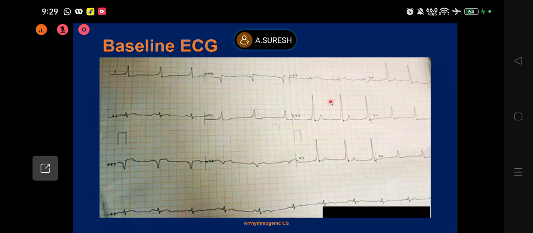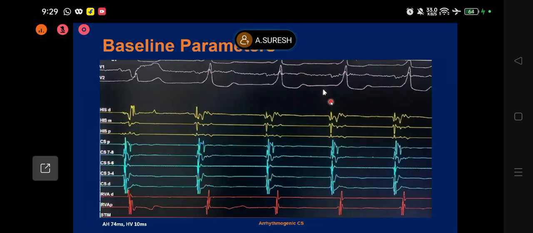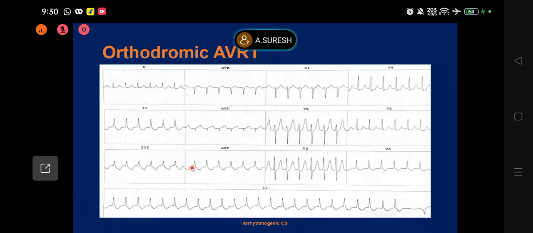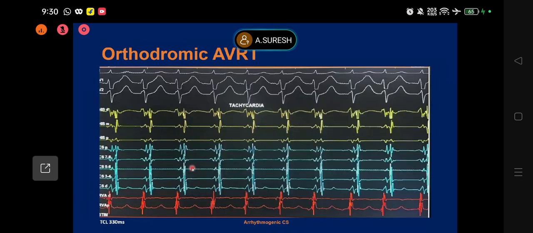So the same thing, generally, as he was symptomatic, they took him up for EPS RFA. The baseline signals, HV was 10 milliseconds. So this is the orthodromic AVRT, easily induced. This is the clinical intracardiac tracing of the SVT.